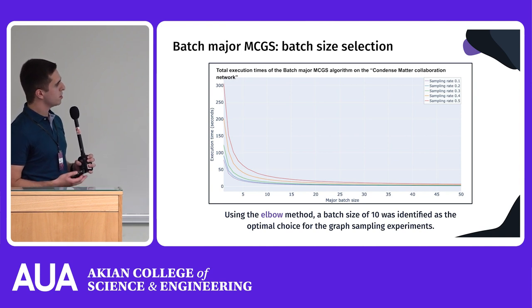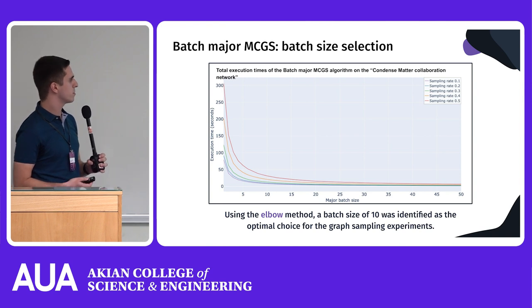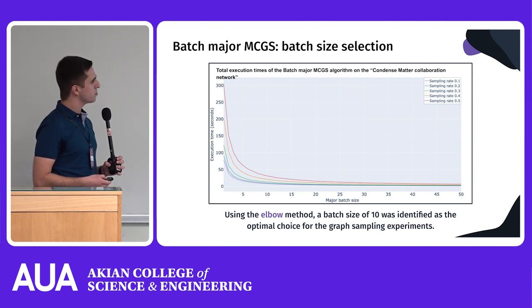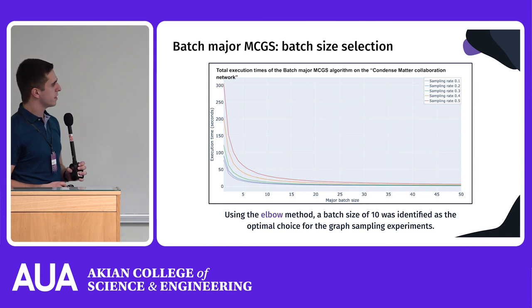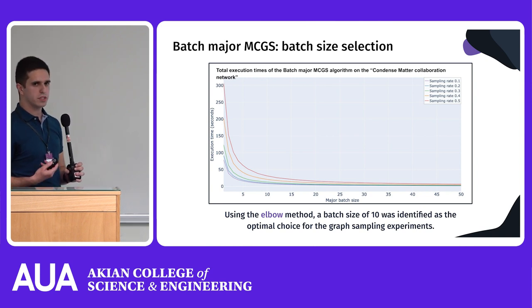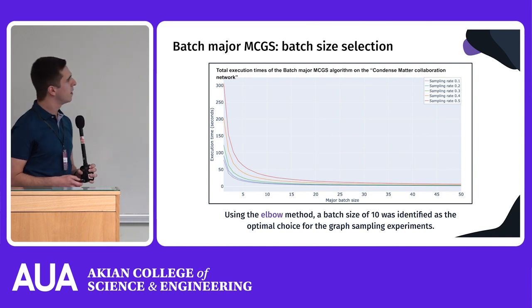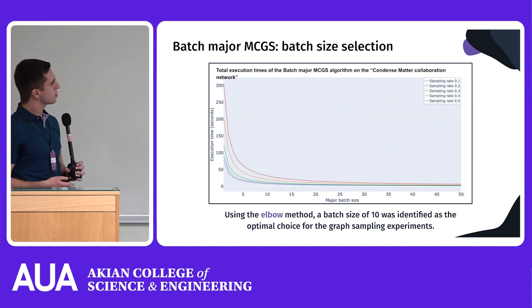And then we decided to apply the elbow method to identify the best point, the best number of batches. We can see that starting from number 10, for almost all the sampling rates, the execution time decrease is not that significant. In fact, it is getting closer to zero. So we decided that 10 is a good breaking point and a batch size of 10 will be a good solution for our approach. So this was the first modification that we offered.